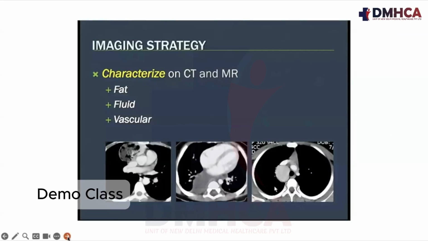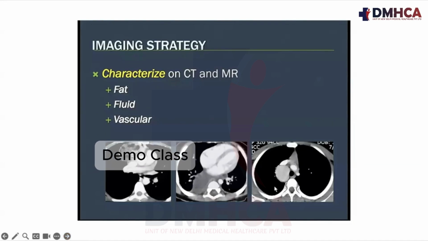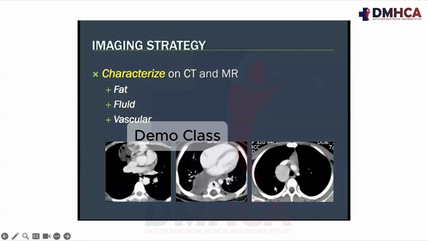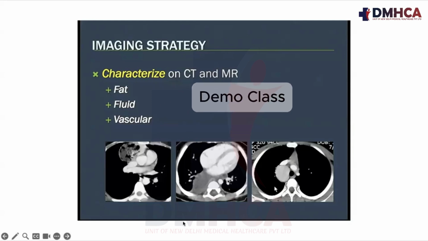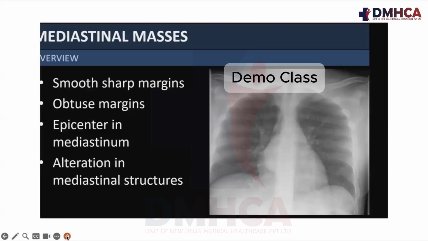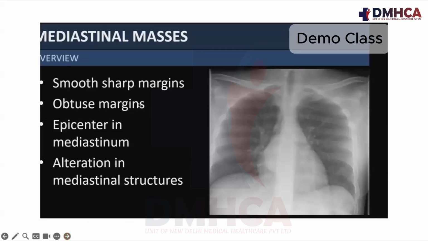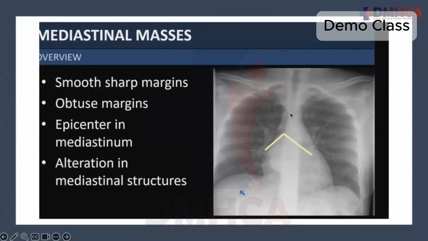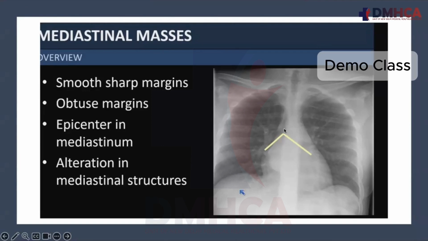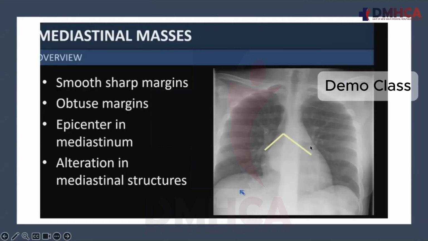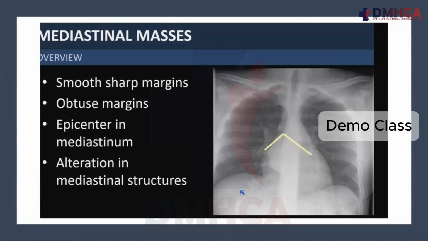The imaging strategy is to characterize on CT or MR whether the mass contains fat, like in these lesions, or fluid, or whether they are vascular masses. Again, mediastinal masses have smooth, sharp margins and obtuse margins. This is the bifurcation point of the trachea on chest X-ray, and it is causing displacement and widening. Basically, it is causing widening of the carina.